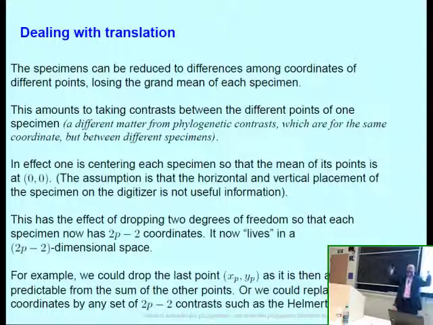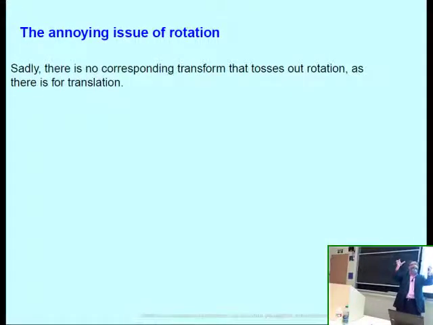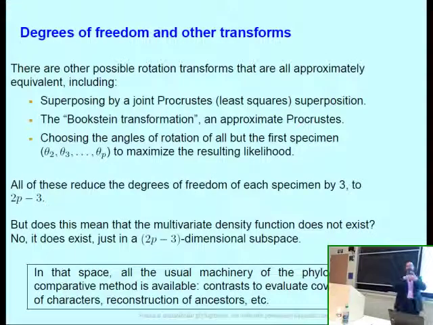However, rotation is a more serious issue. I'd like to have a counterpart to the Helmert transform for rotation that would just consider a specimen and throw it into some space where we got rid of the arbitrary rotation. Actually, I don't know any way to do that, and that's annoying. What we do is we either superpose the specimens, by what's called a Procrustes fit, which is a least squares fit of forms to each other, which will take care of the rotations. Or there's a thing called the Bookstein transformation, which is an approximate fit of the specimens to each other.